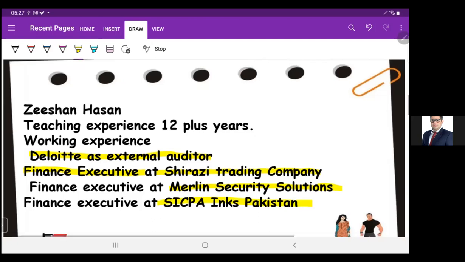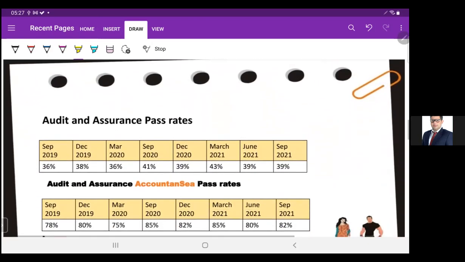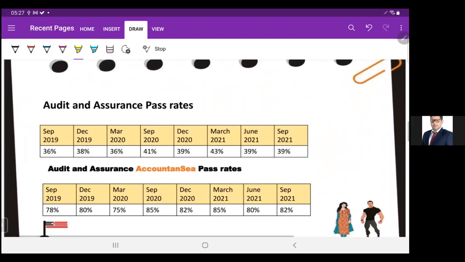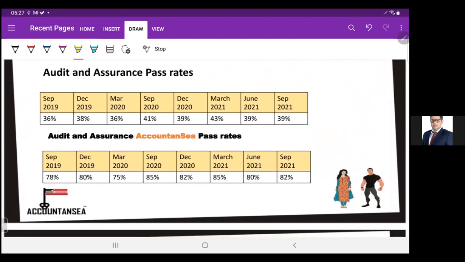And now let us discuss the passing rates of Audit and Assurance from the last 8 attempts. As you can see, I have provided the comparison here. It is the worldwide passing rates, and it's our accountancy student pass rates.